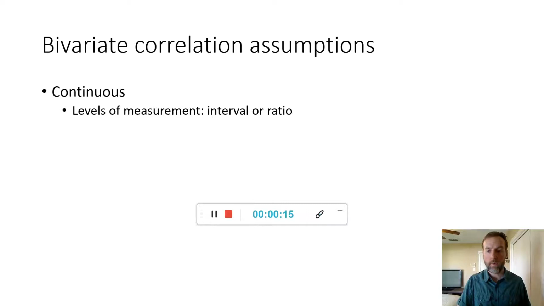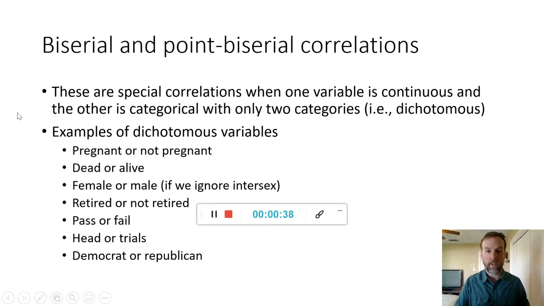So the first assumption is that the data are continuous. So the level of measurement is interval or ratio. And you'll be very used to this because it's the same thing as other parametric tests like a t-test or an ANOVA. But we are going to address what we do if one of the two variables in our correlation is not continuous. There are some special correlations that can handle that.